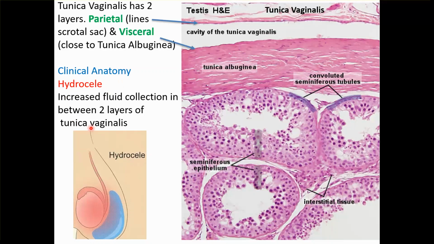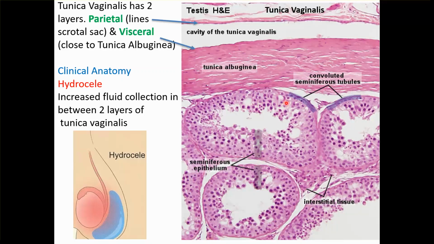So where is the location of this collection of fluid between the 2 layers of tunica vaginalis? Okay, then moving on, you can also see the seminiferous tubules. Like we already saw, there are about 2 to 4 in each lobe, and you can see the interstitial tissue over here.